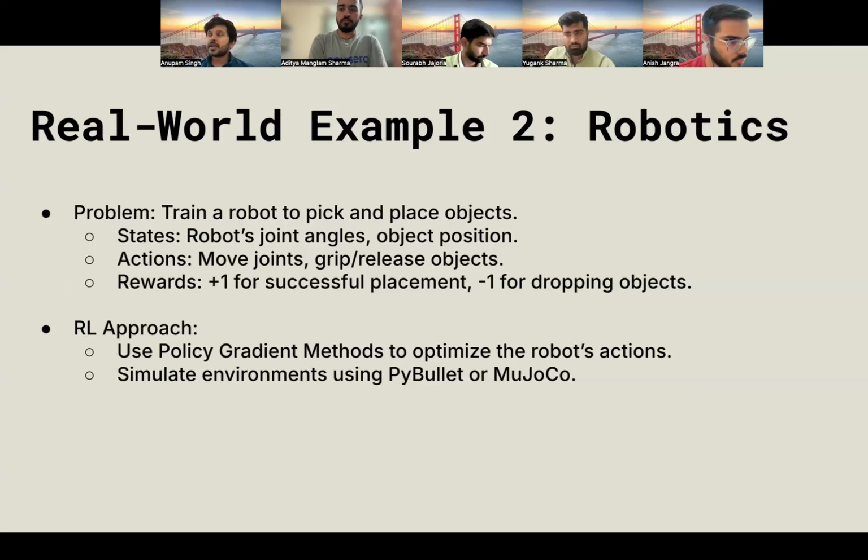If you're going to do something like what Boston Dynamics does, which is a fully functional humanoid, then maybe policy gradient might not work. You would prefer a deep QN in that case.